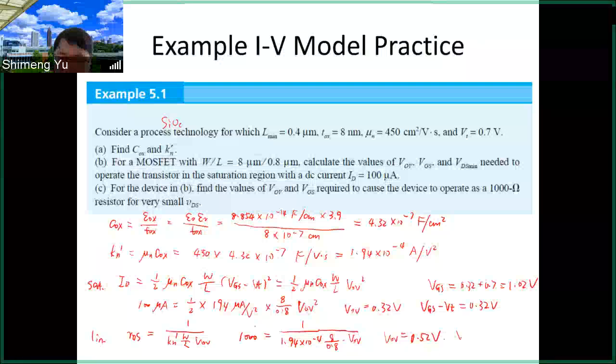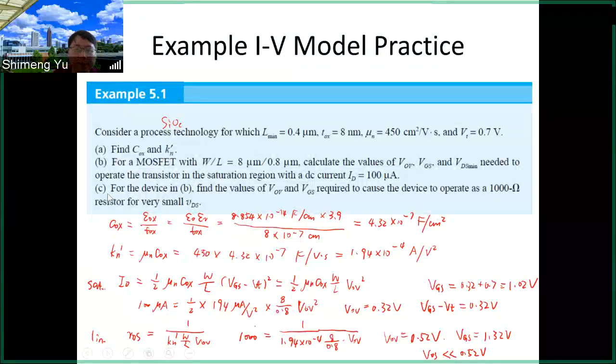Similarly, the VG will be this 0.52 plus the threshold, so it will be 1.32 volts. And now the VD needs to be very small. The VD needs to be smaller than this VOV to be in the linear region. So this VD should be much smaller than 0.52 volts to satisfy the condition for the third one. Any questions on this example?